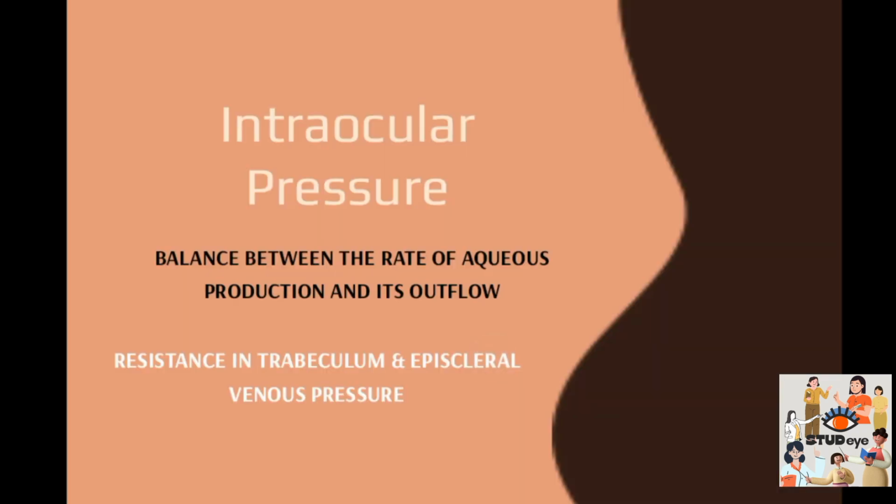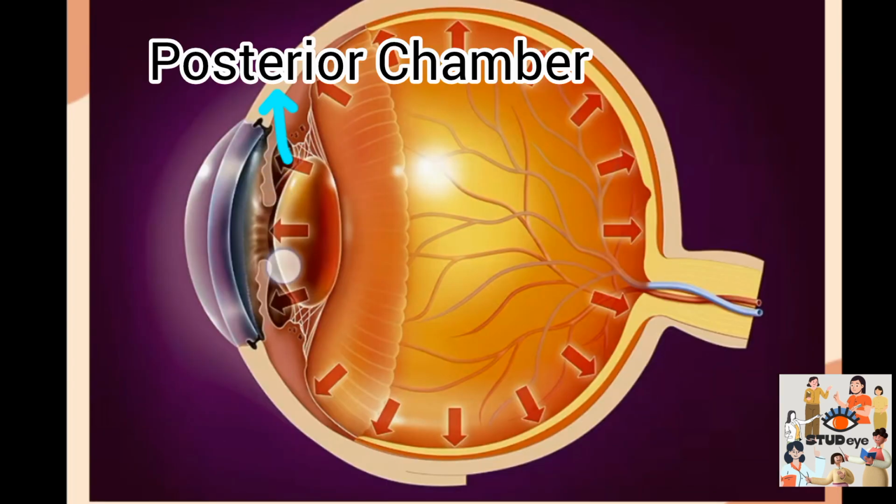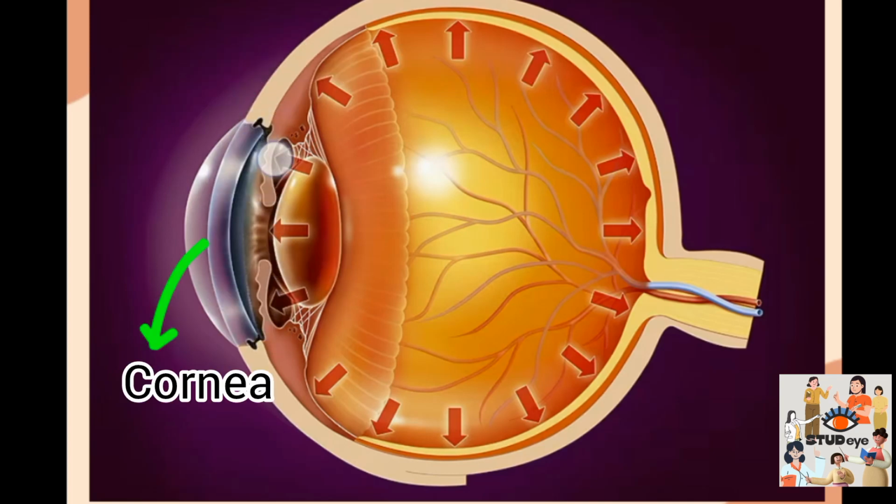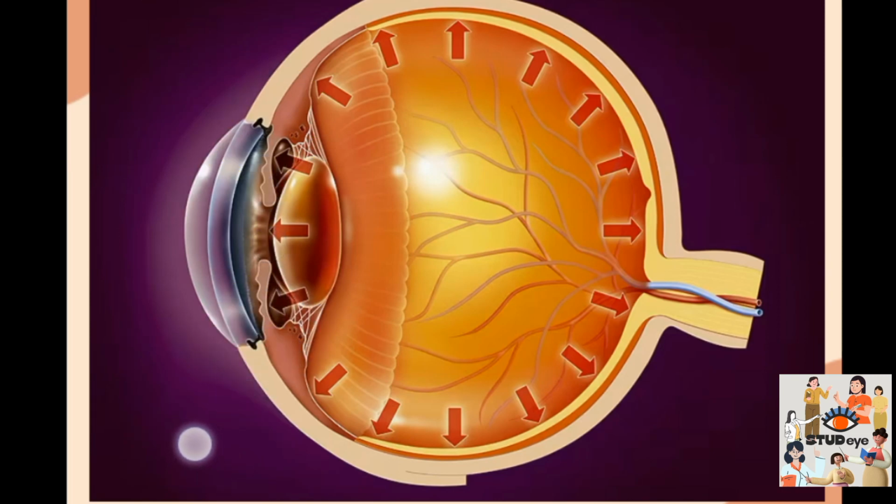Before going into the details of tonometry, we should know what intraocular pressure actually is. I have already told you that it is the pressure inside the eye. You can say it is the balance between the rate of aqueous production and its outflow. As we all know, there is a liquid inside the anterior segment of the eye known as the aqueous humor. It is produced and it is also drained out from the eye. Anything that is produced in the eye, like aqueous humor, also has to be drained out, right?